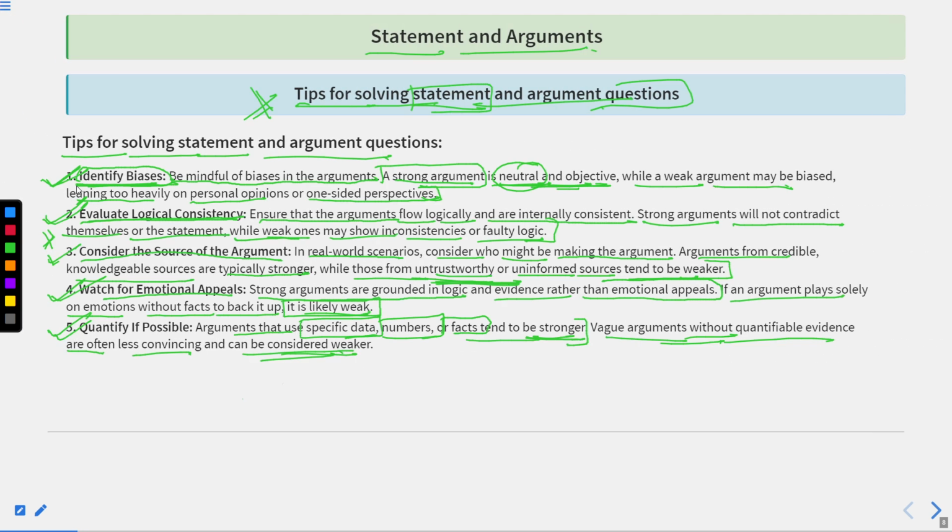Apart from the previous things that we have already talked about, we have talked about the biases, we have talked about the logical consistency, we have talked about considering the sources of argument, we have talked about the emotional appeals, we have talked about quantifying the data if possible. So BLSEQ are the tips that you should be keeping in mind whenever you are going to solve questions related to statement and argument.